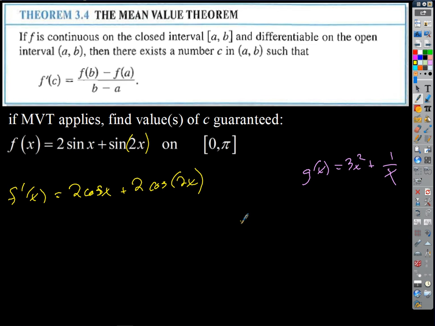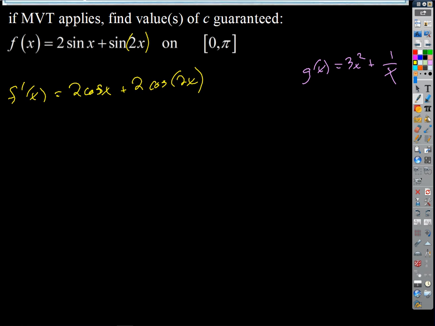So all we got to do then is do the algebra. We're going to set the derivative function equal to the slope of the secant line. Well, this time let's just figure that out as we go. So what's the value of the function at pi? What's sine of pi? 0. What's the sine of 2 pi? 0. So I'm going to get 0 minus, how about the sine of 0?